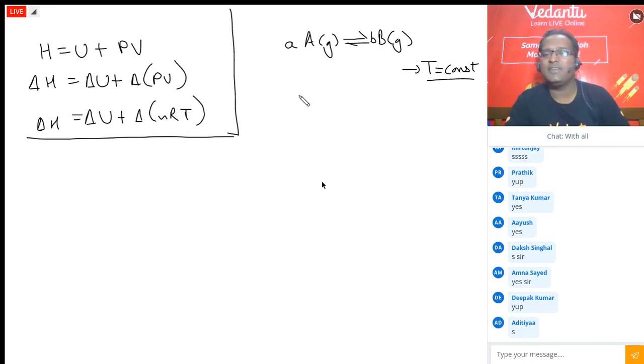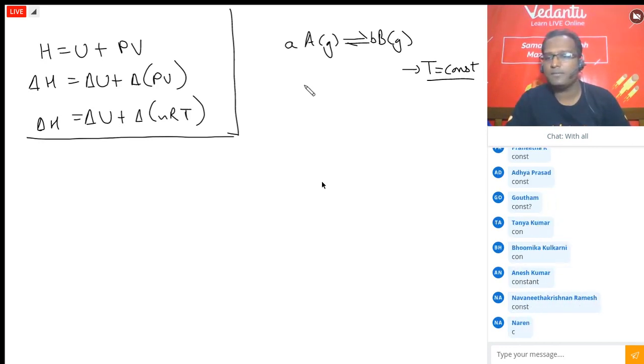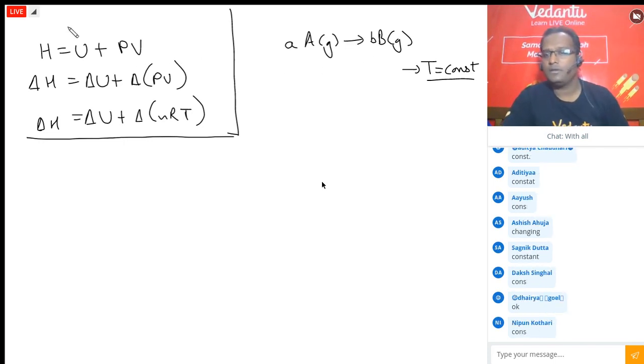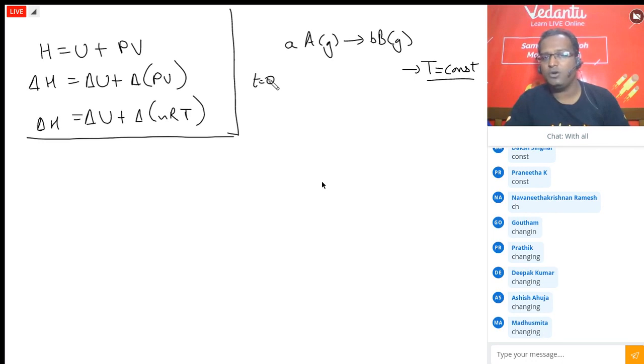Number of moles, is it constant or is it changing? I'll remove the equilibrium sign if that is confusing you. Suppose it is this now. According to me, it is changing. At T equal to 0, I will have this and this. And after the reaction has finished, I will have this and this. So number of moles are changing from A to B, isn't it?